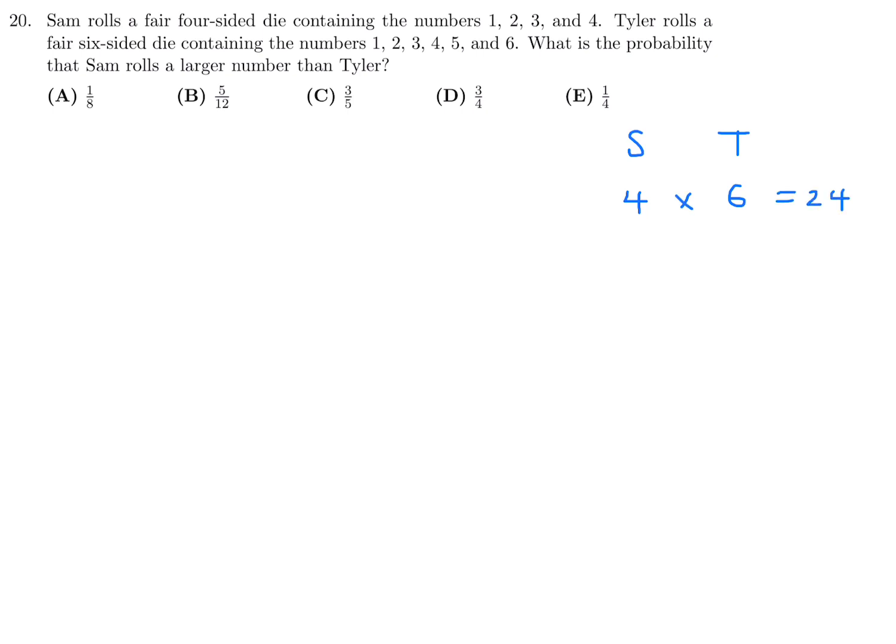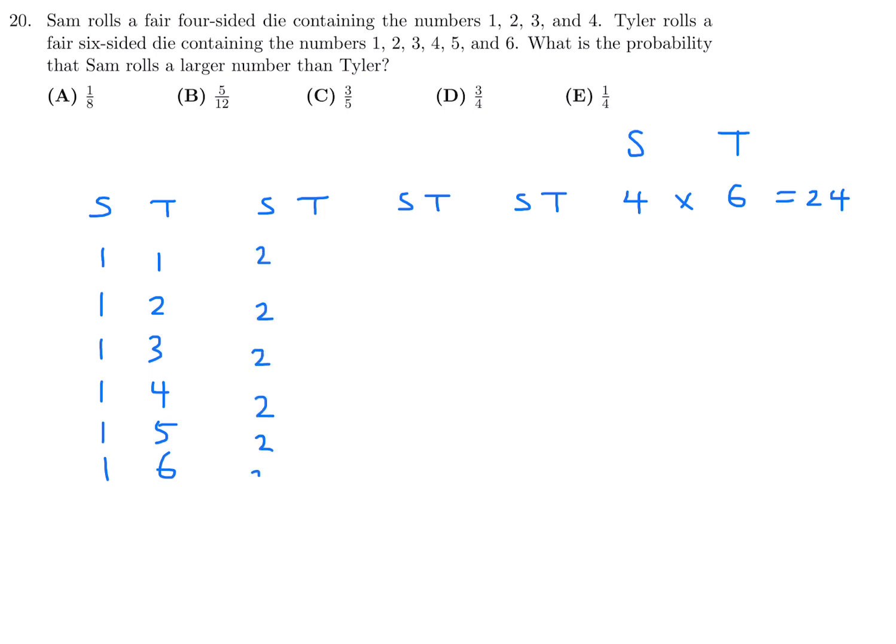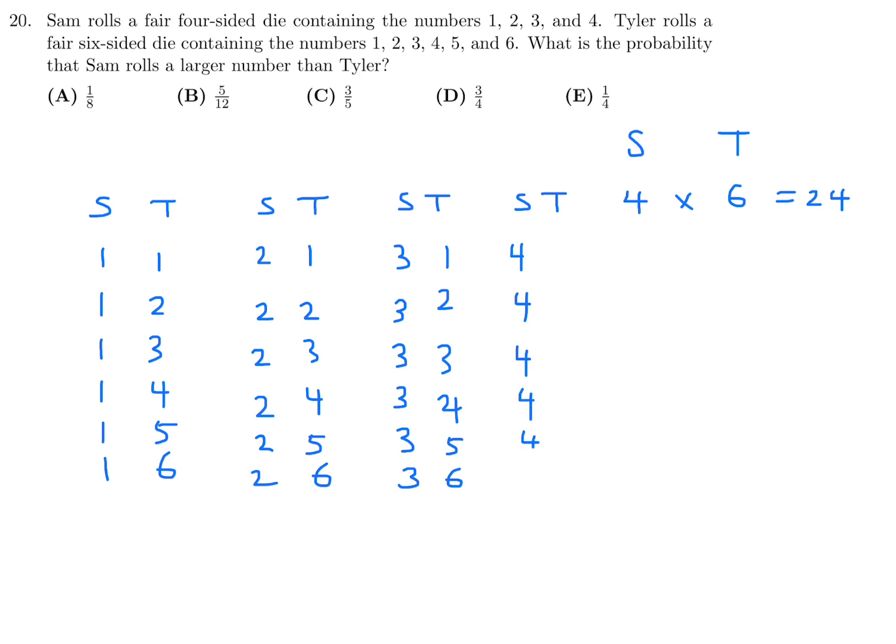So there's only 24, so we can write them all out. It's not that many. So let's write them all out. Sam and Tyler, their outcomes, and then we'll manually count which ones have this scenario where Sam rolls a larger number than Tyler. Okay, so 1, 1, 1, 1, 1, 1 and 1, 2, 3, 4, 5, 6. 2, 2, 2, 2, 2, 2 and 1, 2, 3, 4, 5, 6. And then all threes, of course, and then 1, 2, 3, 4, 5, 6. And then the last one is all 4s for Sam, and then, of course, 1, 2, 3, 4, 5, 6.